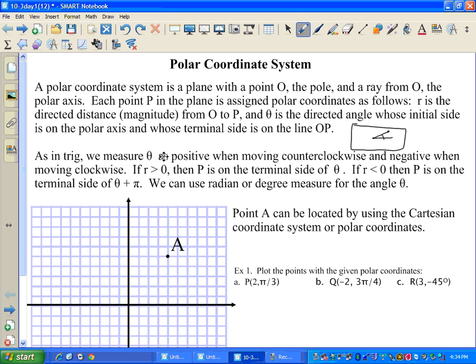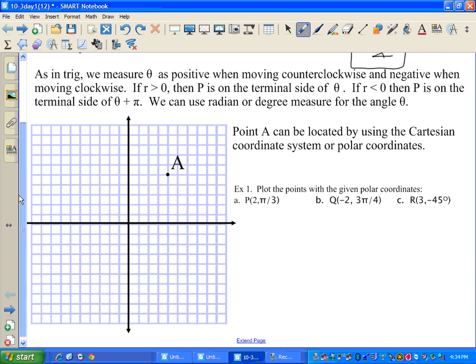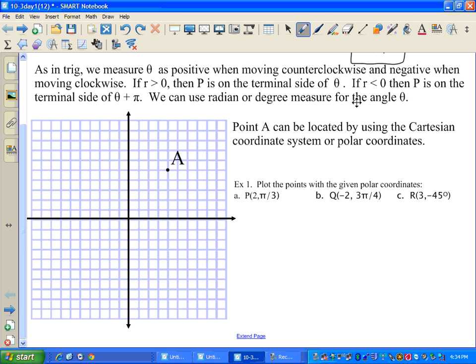As in trig, we measure theta as positive when moving counterclockwise and negative when moving clockwise. If the radius is greater than 0, then P is on the terminal side of theta. If r is less than 0, then P is on the terminal side of theta plus pi, in other words, in the other direction. So we can use radian or degree measure for the angle theta.